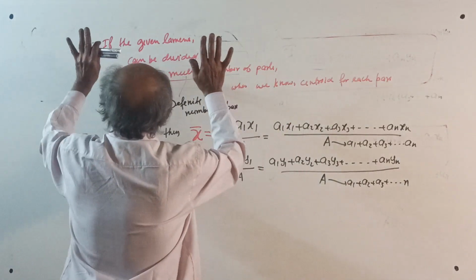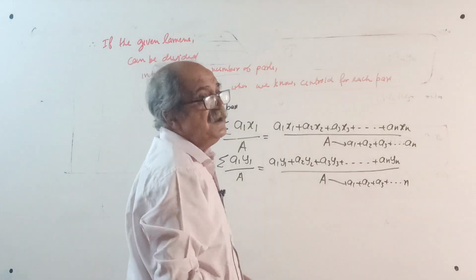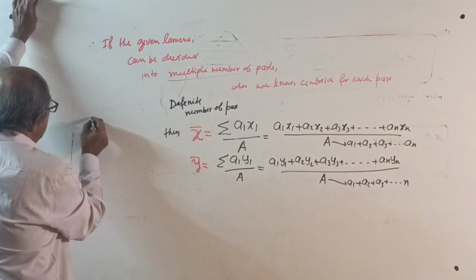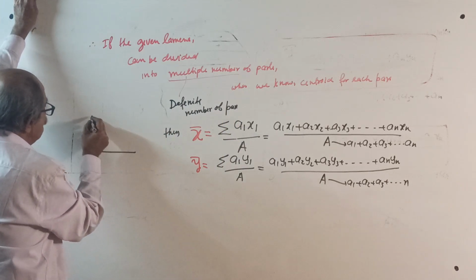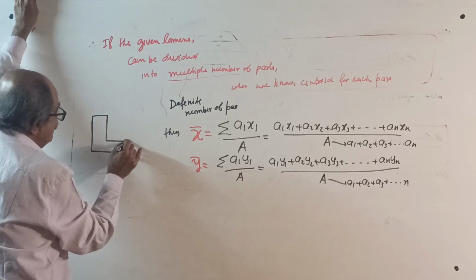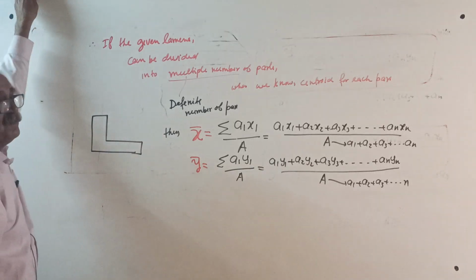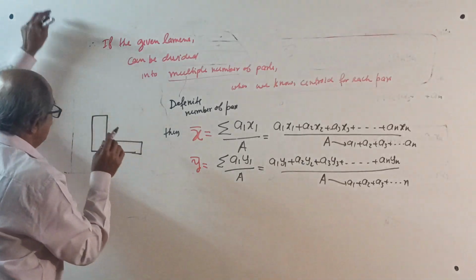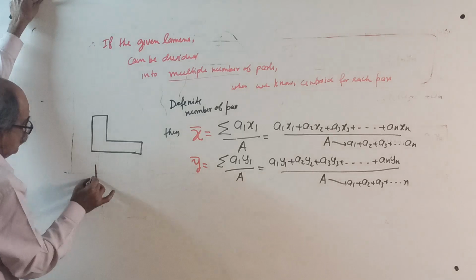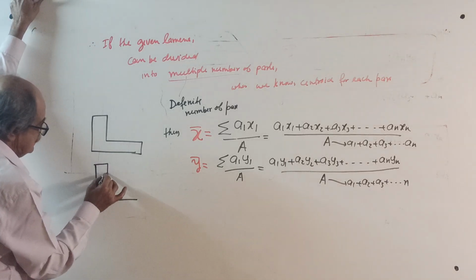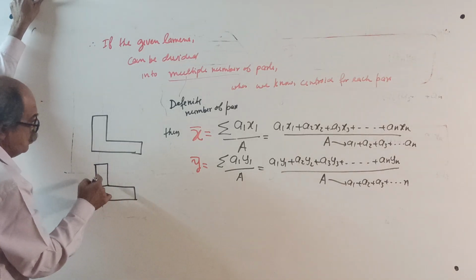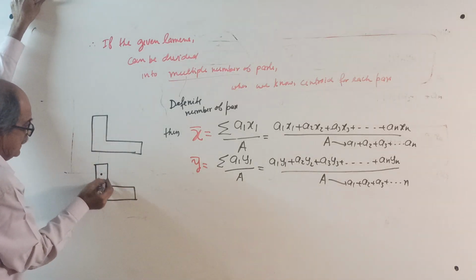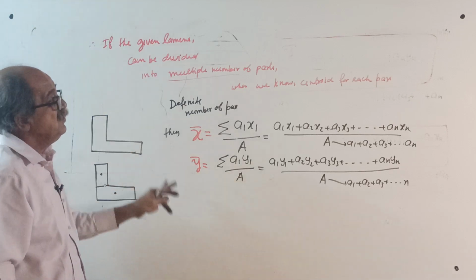This is when you can divide into a definite number of parts. Example, imagine a section given like this. This will be my first example. Some people call it an L section or angle section. Here you can divide it into two parts. You will get two rectangles. You will know later that for a rectangle, the centroid lies here. So you can use this way.